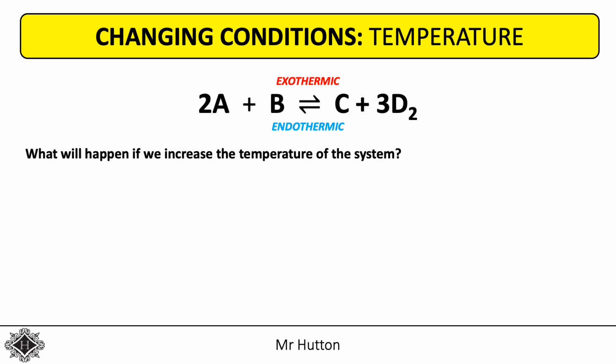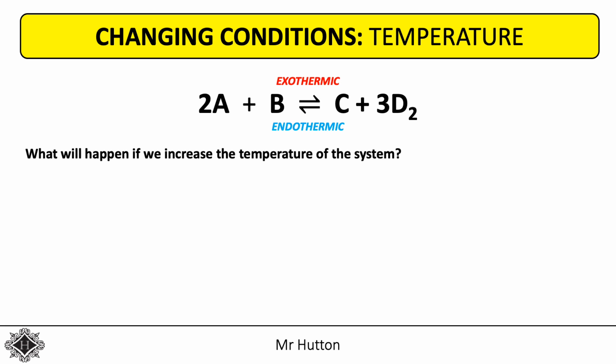Right, changing conditions now for temperature. So we've got a reaction again there. So 2 moles of A react with B to give us a mole of C and 3 moles of D. And it's given us some information. So the forward reaction there is exothermic, and that therefore means the backward reaction is endothermic. If you don't understand that, then you need to watch the energy and reversible reactions video that we looked at earlier.